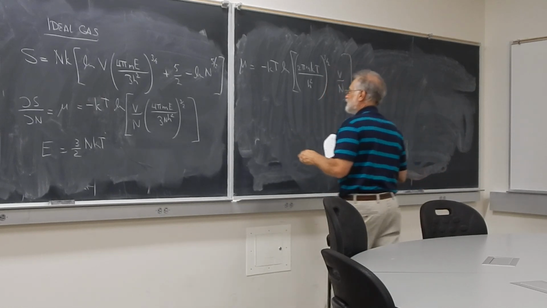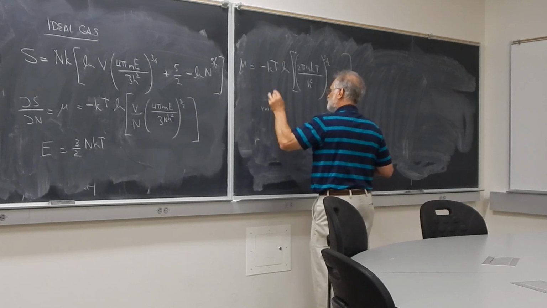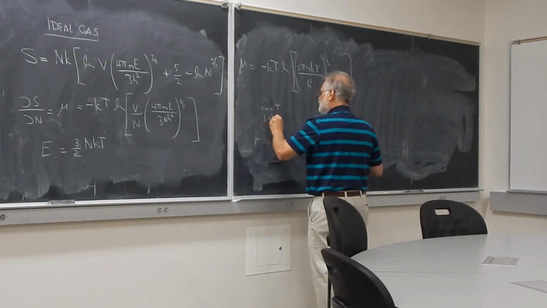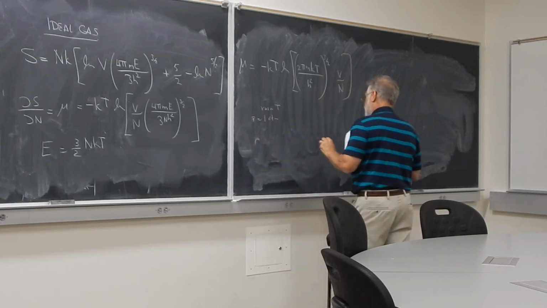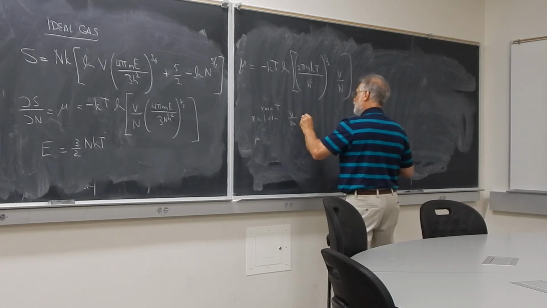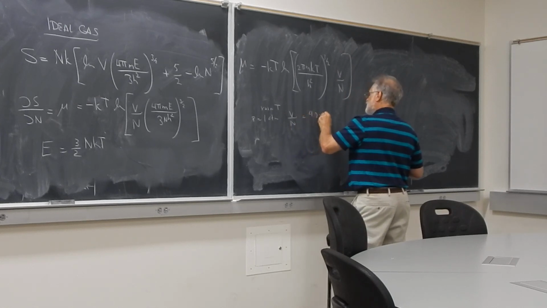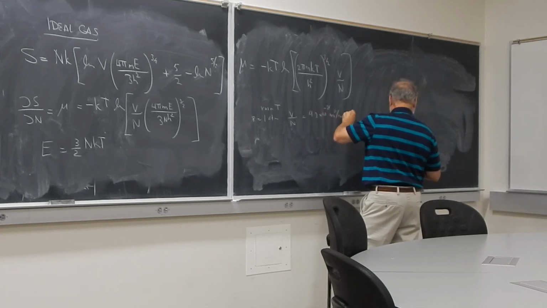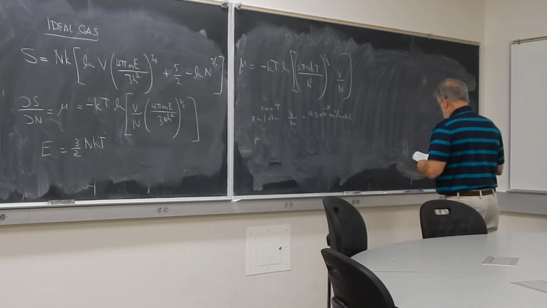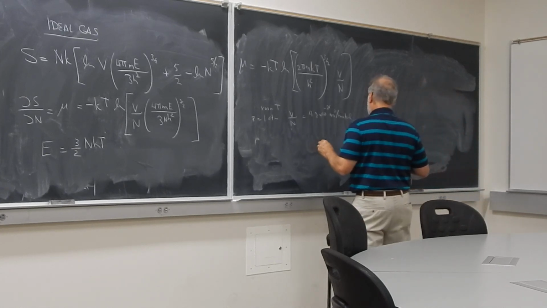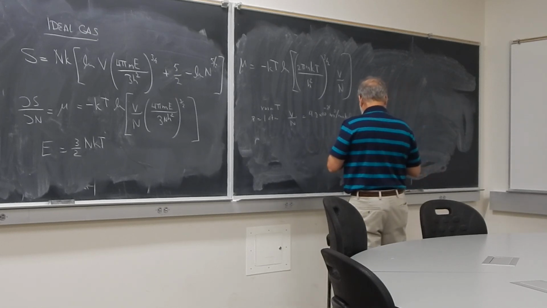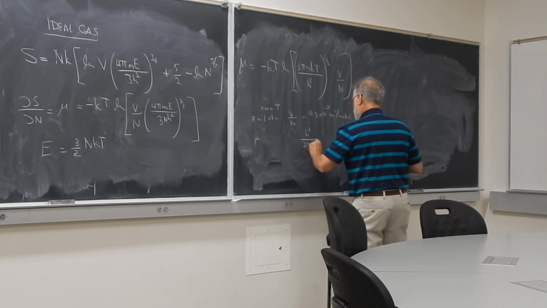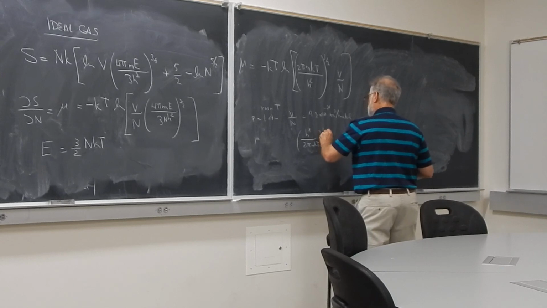So suppose I'm at room temperature, 20 degrees Celsius or so, and 1 atmosphere of pressure, then I'm going to get V over N is about 4.2 times 10 to the minus 26 cubic meters per molecule. And so, in this case, the quantity h squared over 2 pi m kT, to the 3/2, is much smaller than that.